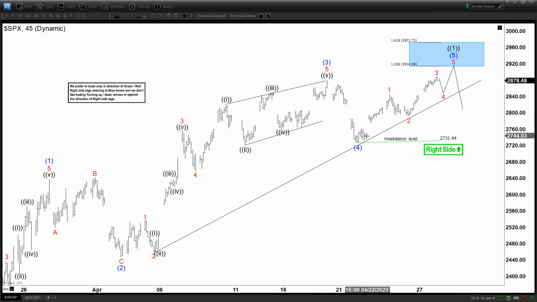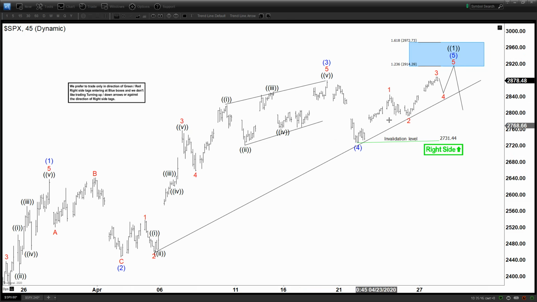You can see the subdivision here so far is looking only like 3 waves, so we cannot rule out another leg higher to finish a 5 with subdivision within the 5 in blue. And then once we finish these 5 waves, 1, 2, 3, 4, 5, this is either ending 1 or ending A, right? Because of the 5 wave subdivision, it is either ending 1 or A.